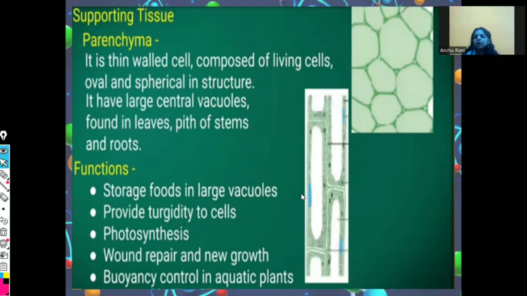They have large central vacuoles and are found in the leaves, pith of stem, and roots. Parenchyma helps in the storage of food. They provide turgidity to the cells. It helps in photosynthesis. It helps in repairing and growth of the plant cells. And it also provides buoyancy to aquatic plants. Aquatic plants can float on the surface because of a buoyant force which is provided by parenchyma cells.